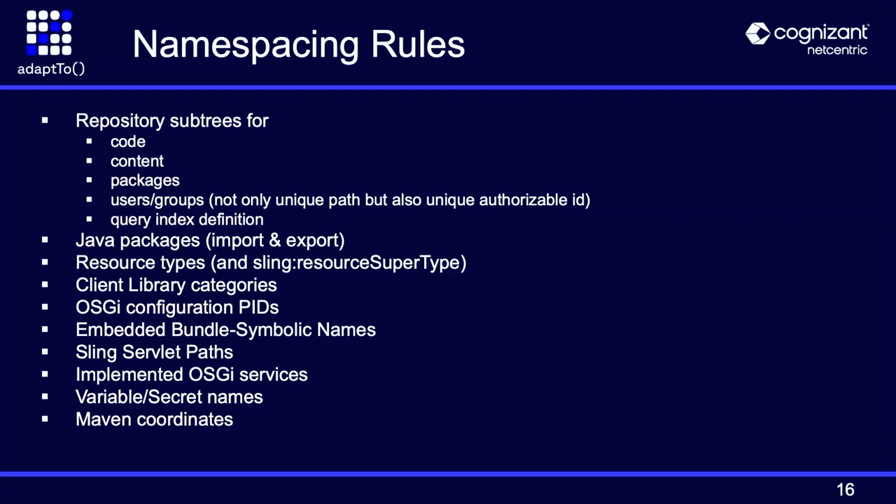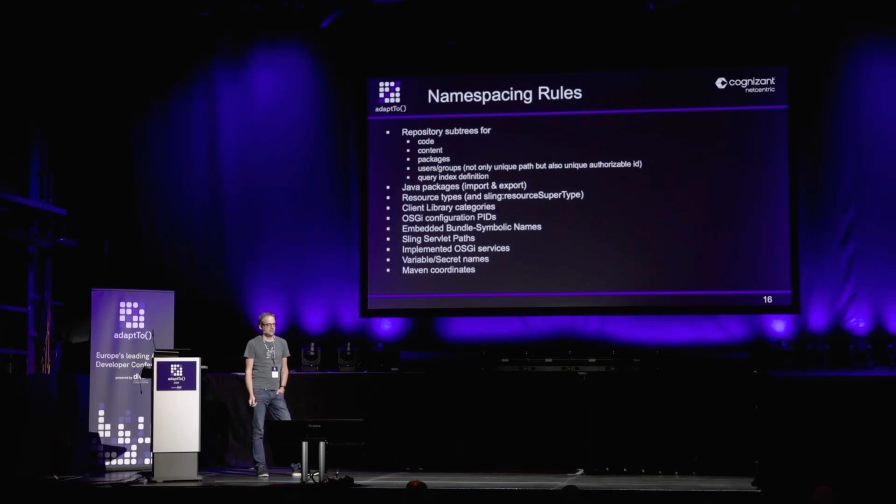But let's first have a look at what kind of namespacing rules you might want to establish. This is something we came up with for that particular project I mentioned in the past. Some things are more obvious than others. Obviously, repositories need to be separated, so you need to make sure that the code does not overwrite something from another tenant. The content needs to be separated. That also involves the packages, users and groups, query index definitions, Java packages.